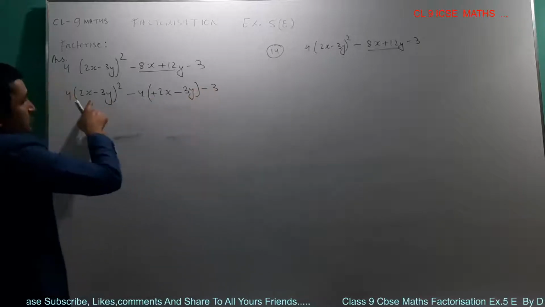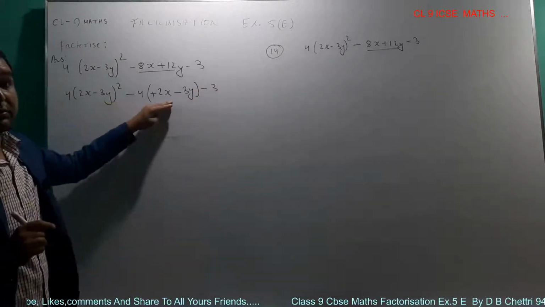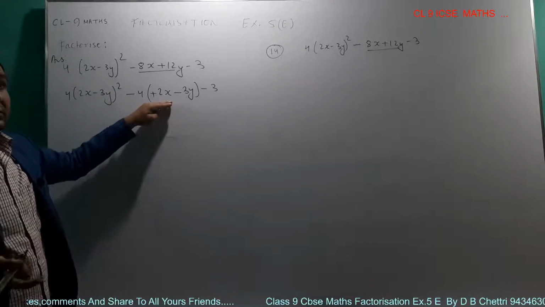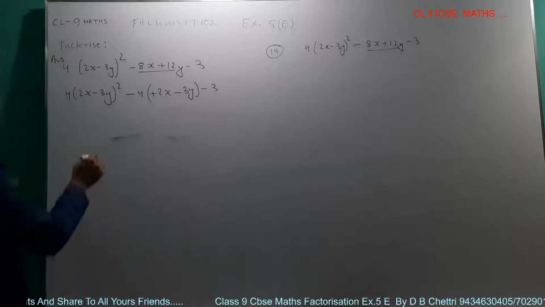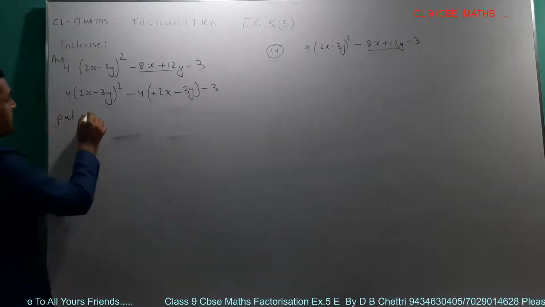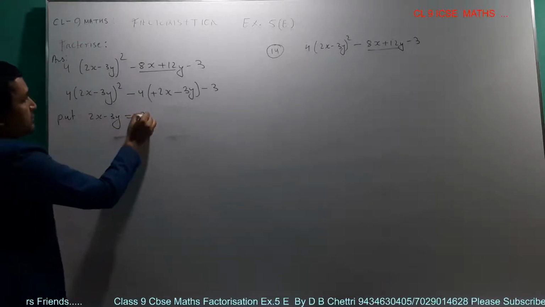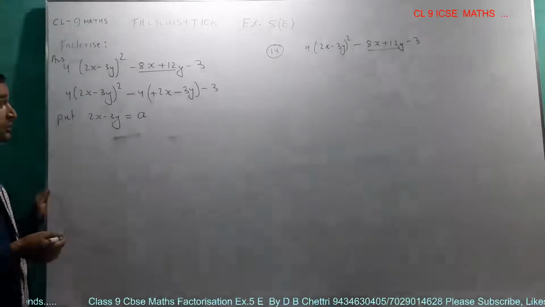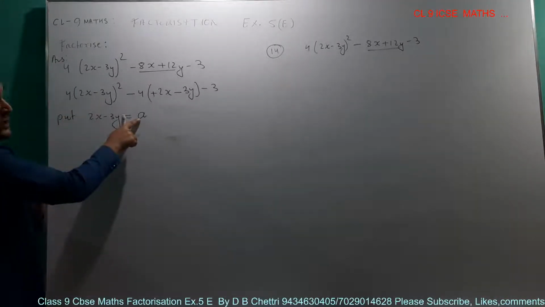Now these two expressions are the same. These two terms are the same. Now we can replace them by a single letter to convert into a simple form. Let's replace it. Put 2x minus 3y by any simple letter. Let's use a. We can use any letter to replace it. Now 2x minus 3y is replaced by a.